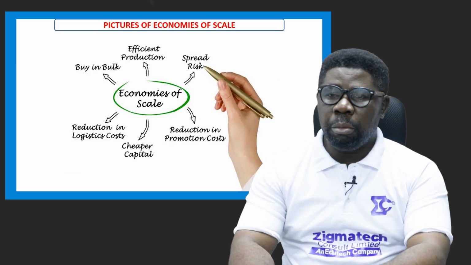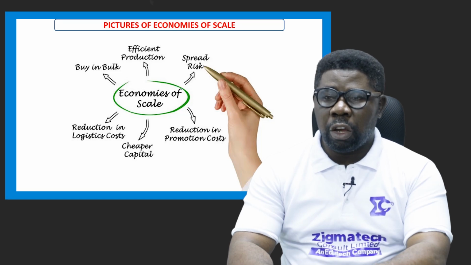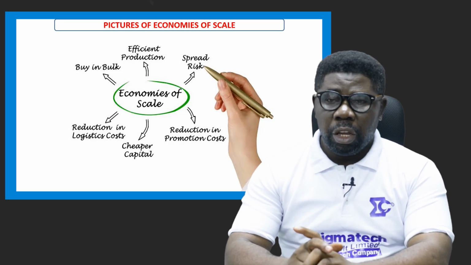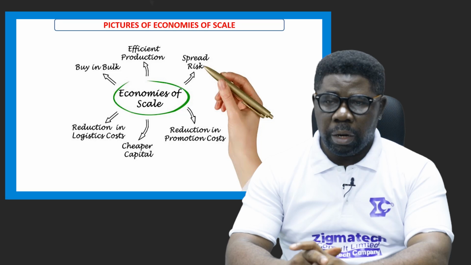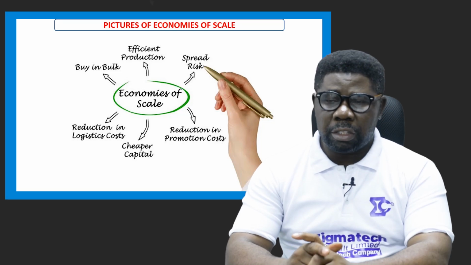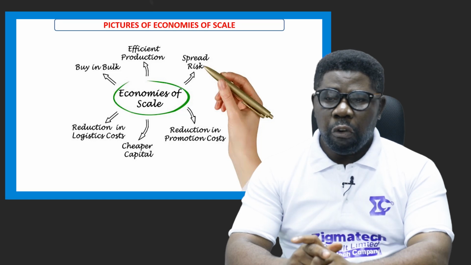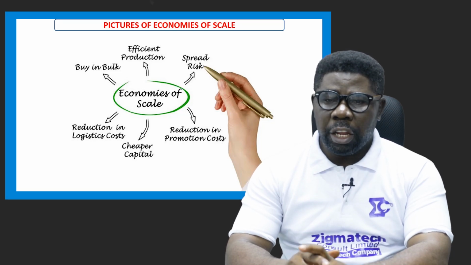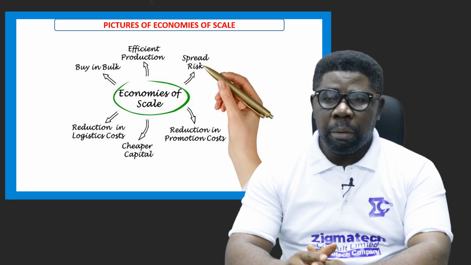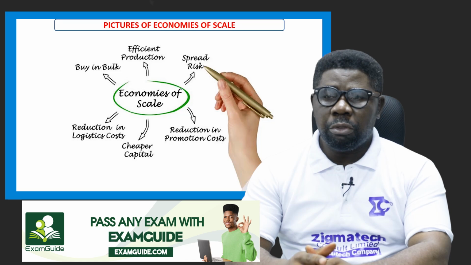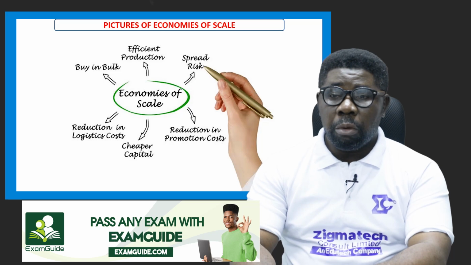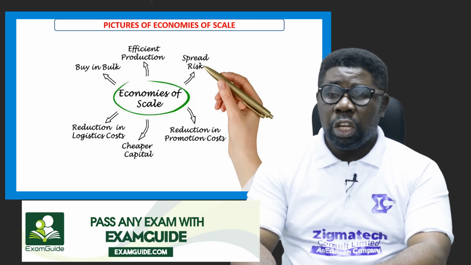So what we have here is an image of what comes with economies of scale. In economies of scale, you will find efficient production. You find a spread of risks in what you're doing. You'll find reduction in promotion costs. You have cheaper capital available for your production. You have reduction in logistic costs, as well as buying in bulk. These are what make economies of scale very possible. If you check it very well, either all of these or some of them or more of them are very much present when you talk about economies of scale.